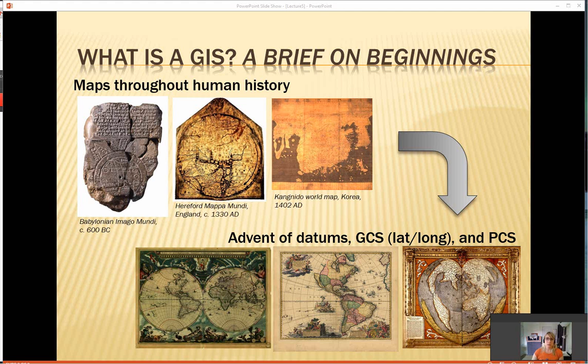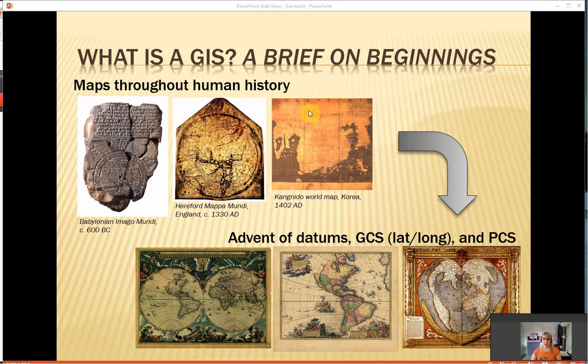So I just wanted to show some images of early maps. This one on the left here is the earliest known map. It's called the Babylonian Imago Mundi from around 600 BC, and it's clearly carved on a stone tablet, and it shows Babylon as the center of the universe and things radiating out from there.